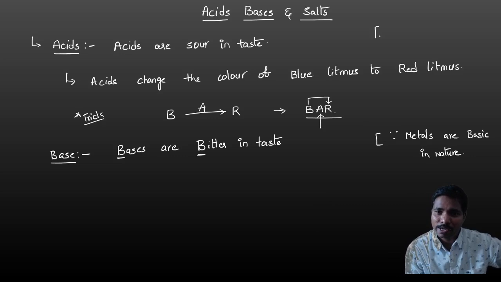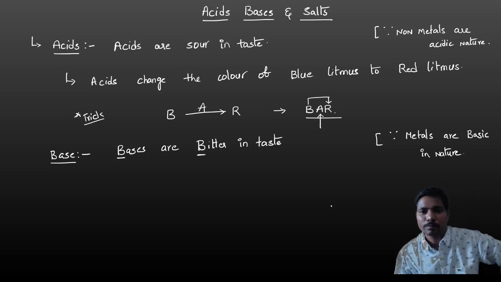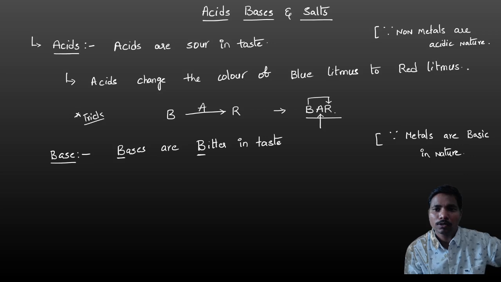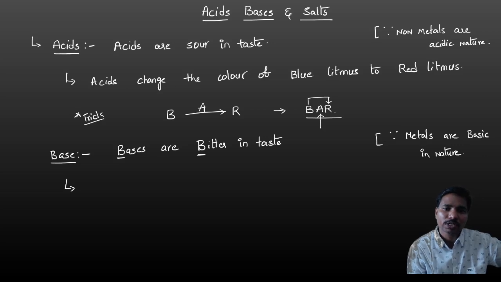In the same way here, non-metals are acidic in nature. Okay, for example, hydrogen, chlorine, sulfur. So all those are non-metals, those are acidic in nature. So bases are bitter in taste, acids are sour in taste. Here the second point. Acid changes the color of blue litmus to red litmus, na, base is reverse.